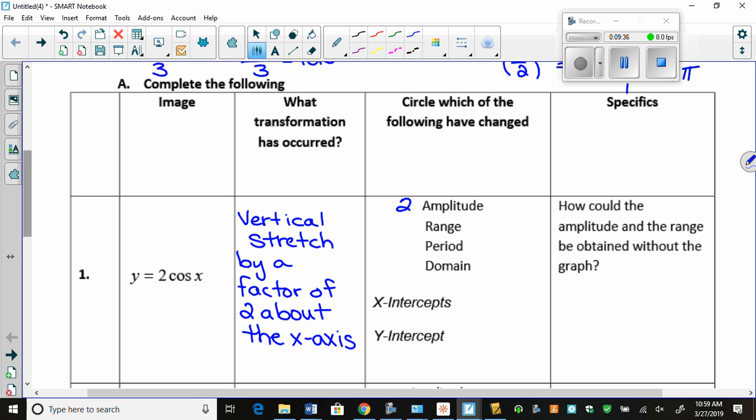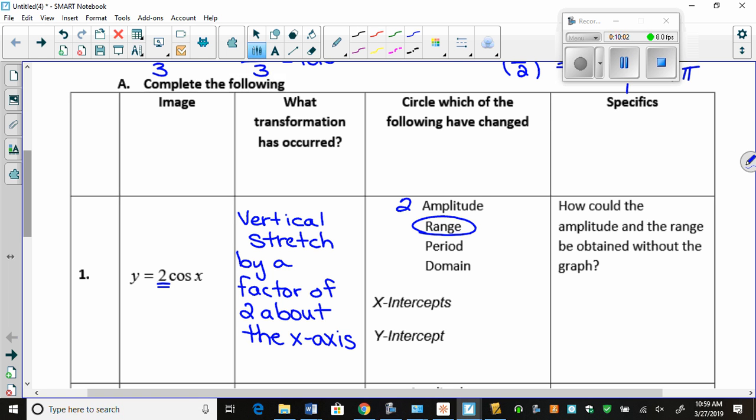Okay, which of the following has changed? Well, my amplitude, because it was 1, right? The domain is x ∈ R. It just keeps going. So does that make my domain change? What does this affect? Vertical stretches affect my y's, correct? So my amplitude is going to change, because my amplitude is my max and my mins, which are y's. Is my range going to change? Is my range y's? Yes, so this is going to change.